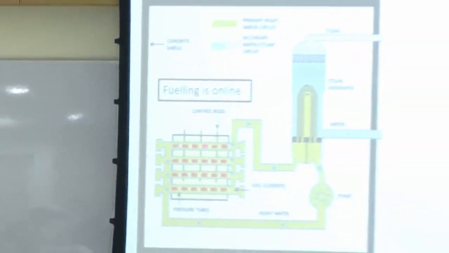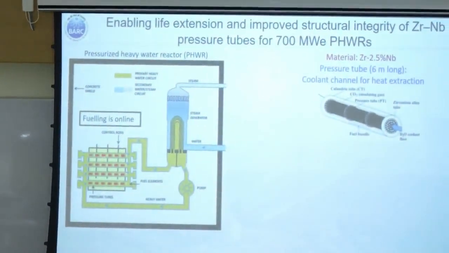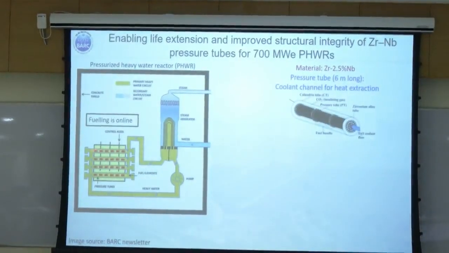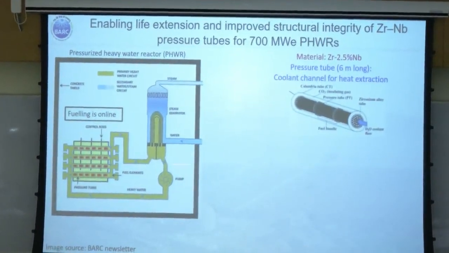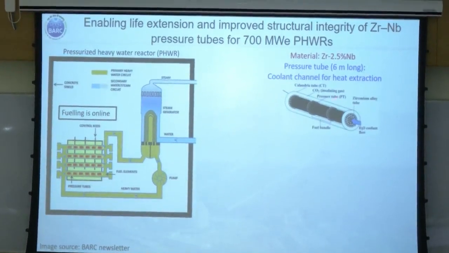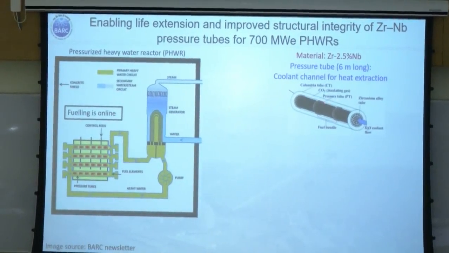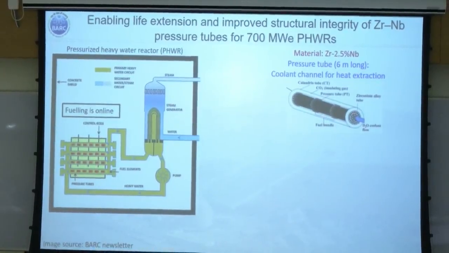So the motivation of the first one is that these are cooling channels which are about 6 meter long, inside which the fuel is housed, and the heat generated by the fuel is taken away by the coolant going through these channels. So this is a channel which is enlarged here. We have a pressure tube inside which you have a fuel bundle, and the coolant going through takes away the heat.